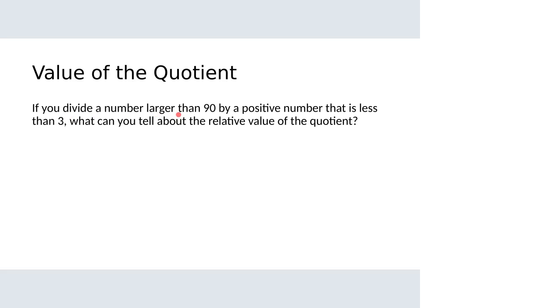So we're going to divide a number that's larger than 90. So something that's larger than 90, we're going to divide that by a number that is less than 3. So we're going to have something bigger than 90 divided by something that's less than 3.